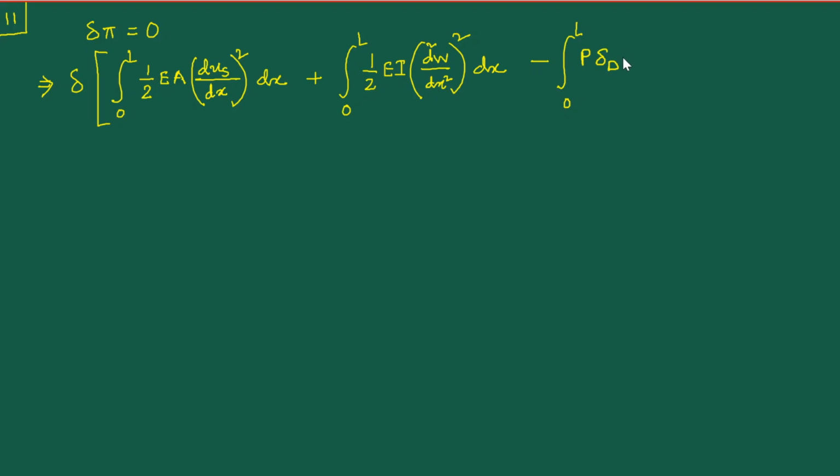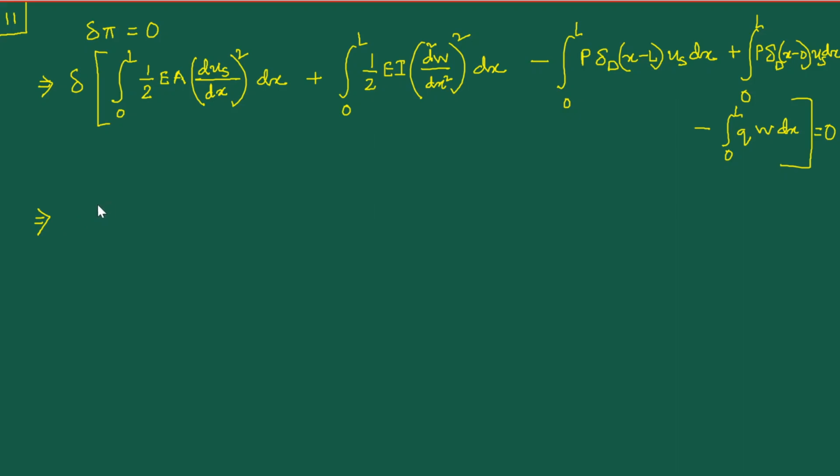So P Dirac delta x minus L us dx, and plus, because we have a minus and then a minus P inside, so that becomes a plus P Dirac delta x minus 0 us dx, minus integral 0 to L Q W dx, close the square bracket, equal to 0. So whatever is there within the square bracket, we have to take the first variation of that.